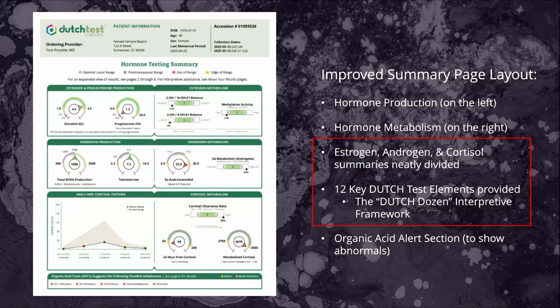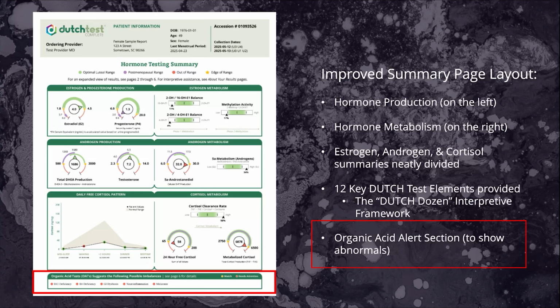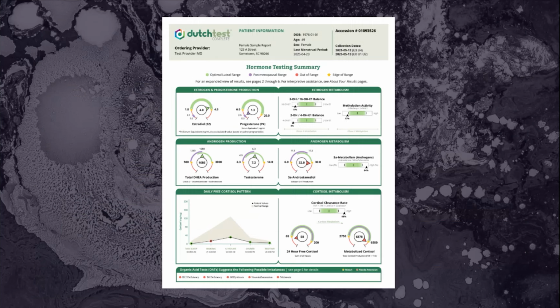On the summary page as well, we're organizing 3 hormone stories, dividing estrogens, androgens, and then cortisol. Within those 3 sections, there are 12 key Dutch test elements that are curated to tell those hormone stories. You might hear us call them the Dutch dozen. We think having them all together on the front page is what's going to help you quickly gather all the necessary insights you're going to need to develop your comprehensive treatment plans you've come to know and love from the Dutch test. You'll also find an organic acids section at the bottom of the summary page. It's kind of an alert section that gives you any abnormals to be thinking about in your patient's report.